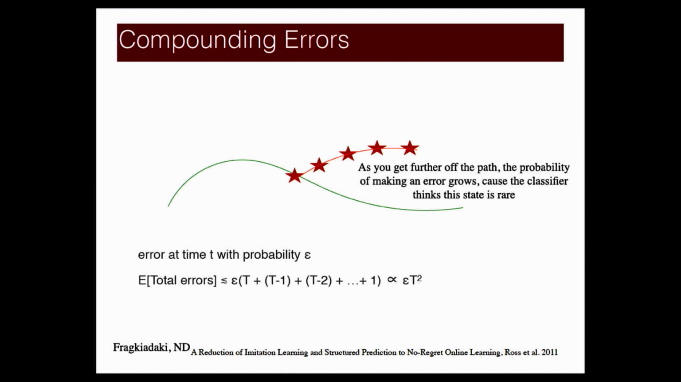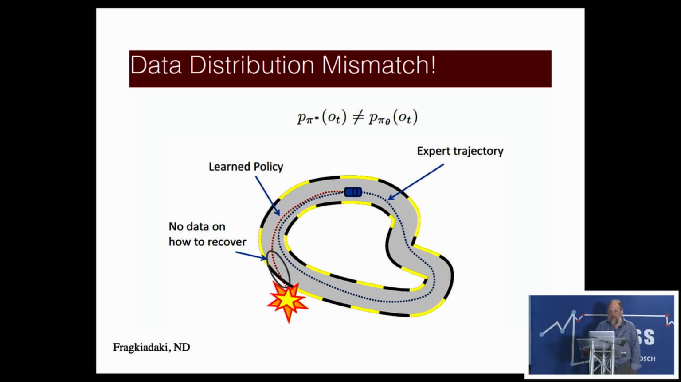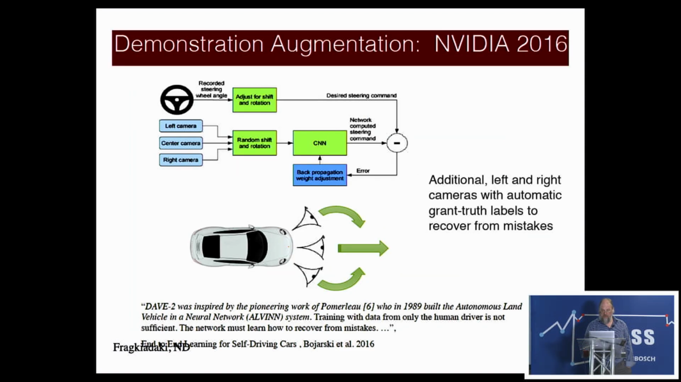Questions at this point? Okay. See where we're on timeline. We're good. Sometimes known as data distribution mismatch. I just stuck that slide in because we get the crash at the end.